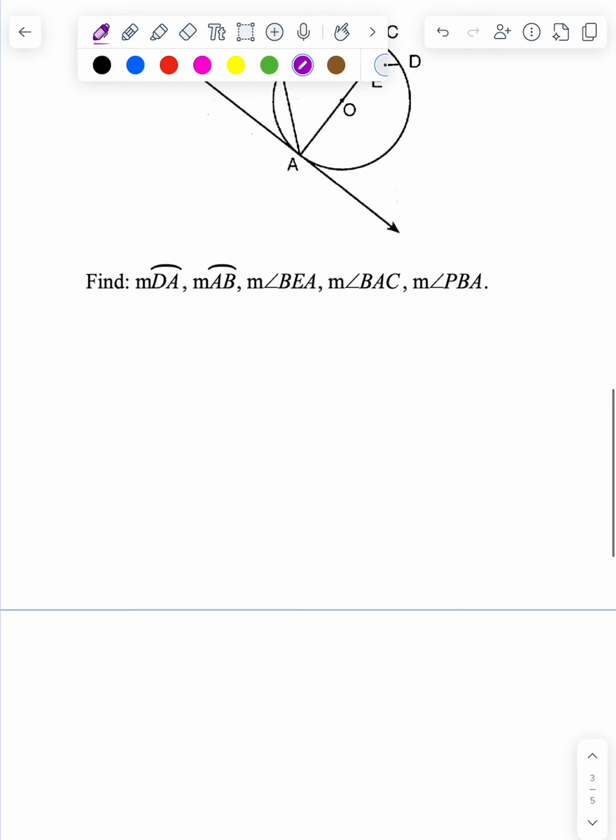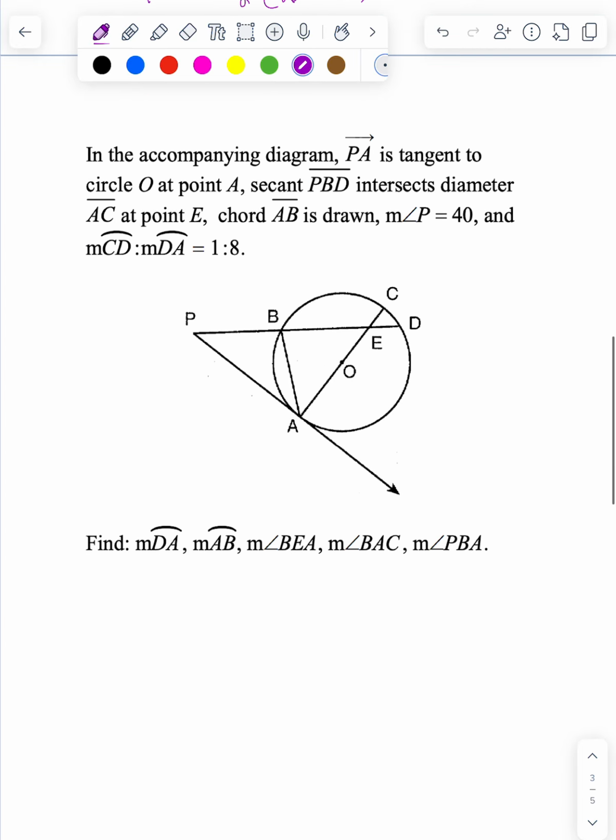And then one more for this video. I recommend that you do the same thing as the other two, that you try to draw the picture, you try your best, take a long time looking at it, and then when you're ready to see the solution, unpause it. In the accompanying diagram, PA is tangent to circle O at point A. Secant PBD intersects diameter AC at point E. That's good to know. So that means it splits the circle in half, 180 one way and 180 the other way.